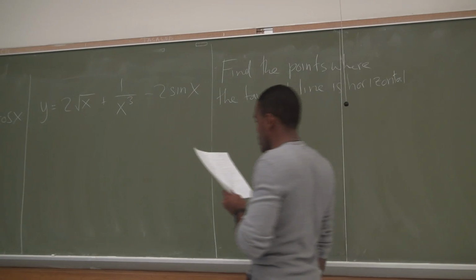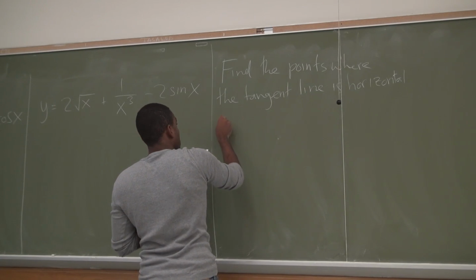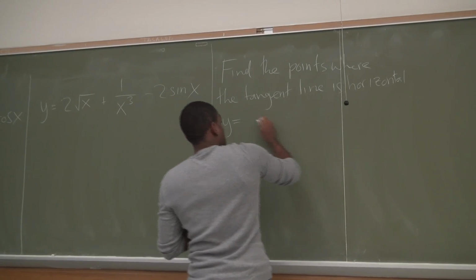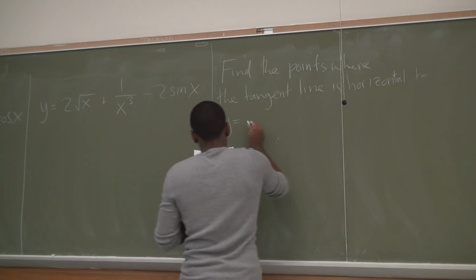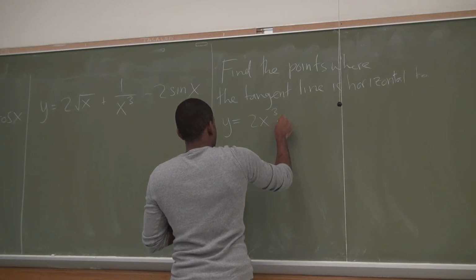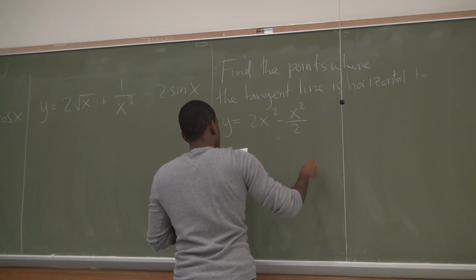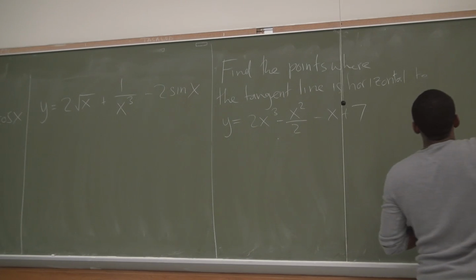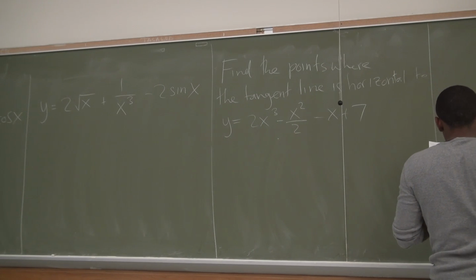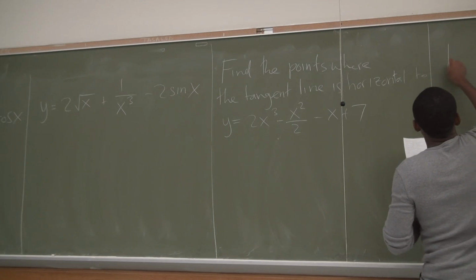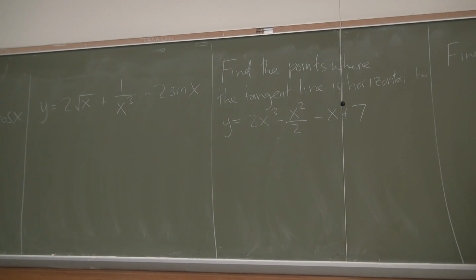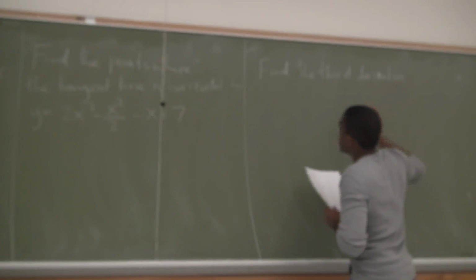I want you to find all the points where the tangent line is horizontal to the curve y equals dx cubed minus x squared over 2 minus x plus 7. And the third derivative.